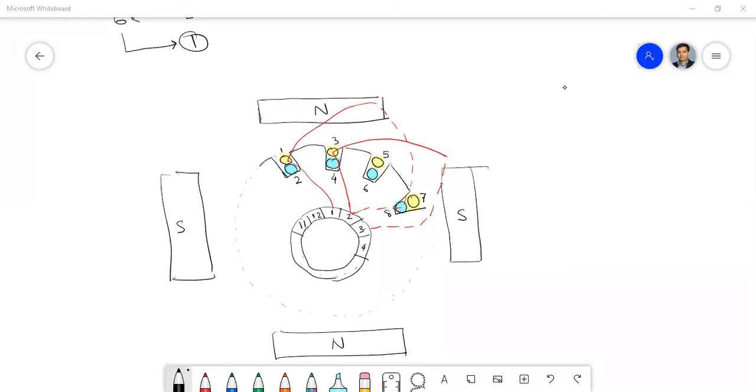So suppose I am placing one brush over here, I have to locate the other 3 brushes, because if there are 4 poles, if P equals 4 for lap, there will be 4 brushes. So the 4 brushes you have to place.